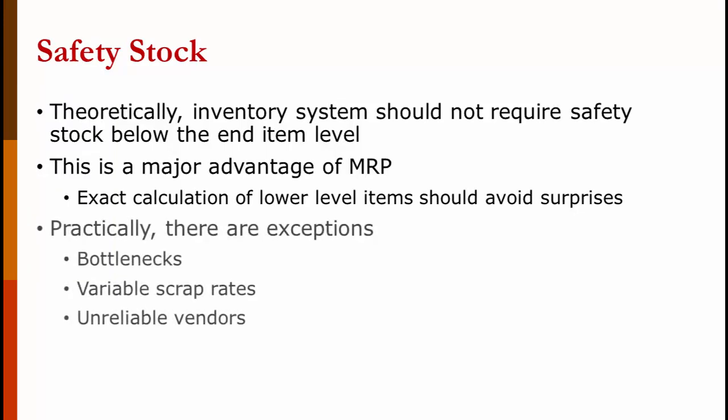However, there are exceptions: bottlenecks, variable scrap rates, and unreliable vendors. Unreliable vendors is probably the biggest one. So a variable scrap rate is you're making loaves of bread that you use to make sandwiches. You have to cut off the end pieces. Sometimes you might get 20 slices out of a loaf of bread. Sometimes you might only get 19 or 18 because you cut more of the end off. That's the variable scrap rate.